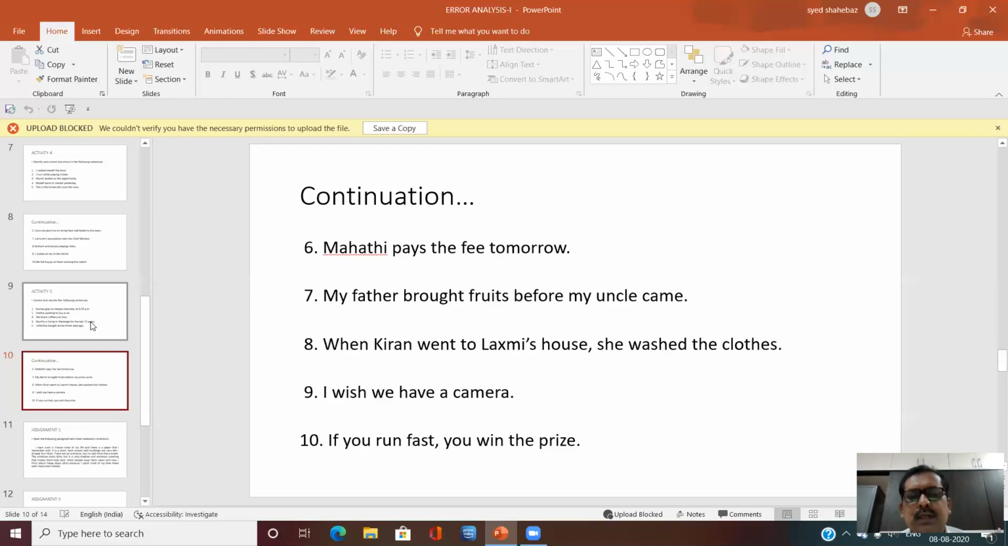Ninth sentence, I wish we had a camera. So this is the imaginary condition. He imagined that he wished to possess a camera. So the verb has to be in the past tense. I wish we had a camera. Had, not have. The past tense.